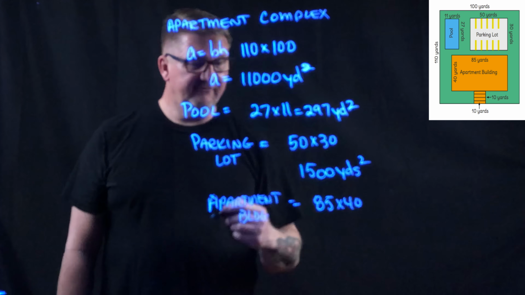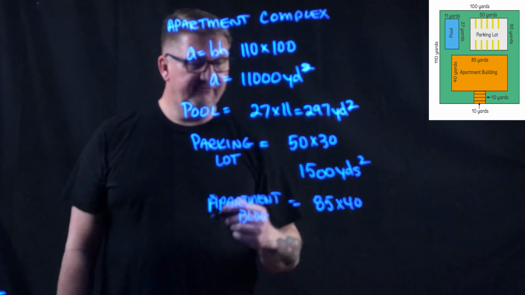All right, and the last shape is that little walkway. We're going to say the walkway is 10 yards by 10 yards. So that one's easy enough. That's 100 yards squared. So far I haven't had to do a whole lot of math on paper. I was able to do some of it in my head, but writing this down does not hurt.